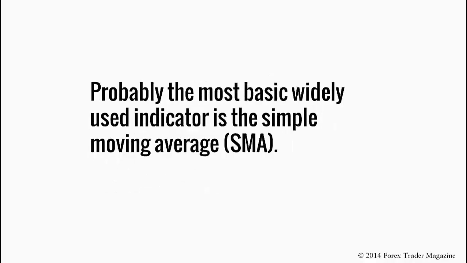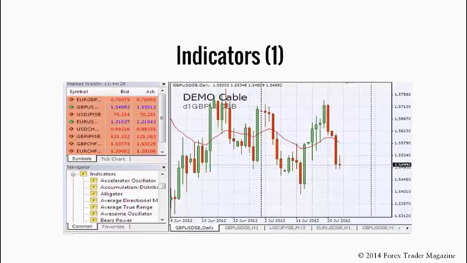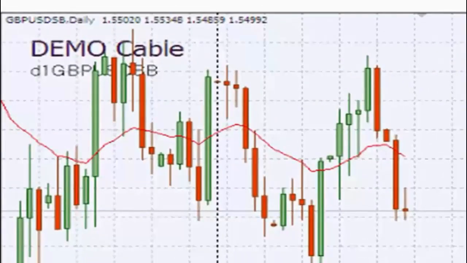Probably the most basic, widely used indicator is the simple moving average. So the indicator I want to start with is the most simple indicator of all. It's simply a moving average, and that moving average is shown on this diagram as a red chart line going across from left to right. It's being shown on the chart called cable, which is just another name for the Great British Pound US Dollar chart, and we're in a daily chart here.